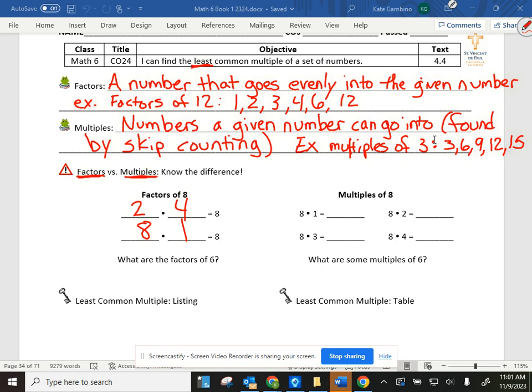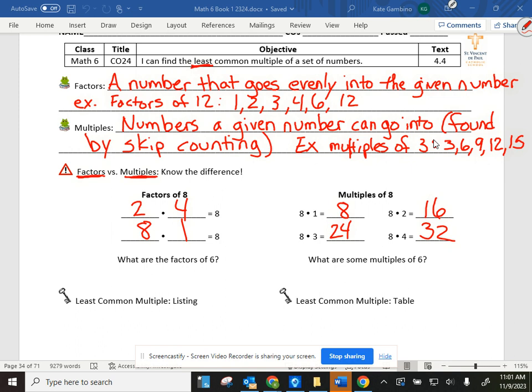Now we want the multiples of 8. 8 times 1 is what? 8 times 2? 8 times 3? 8 times 4? 32. Those are the multiples of 8. Very different kinds of numbers, right? Factors are limited. These are the only numbers that 8 is divisible by. Multiples, we just keep multiplying up. 8 times 1, 8 times 2, 8 times 3, 8 times 4, 8 times 5, 8 times 6. It can keep on going. 8 times 100, 8 times 101, 8 times 102. Those multiples keep on going. We are skip counting by 8s, on and on and on.